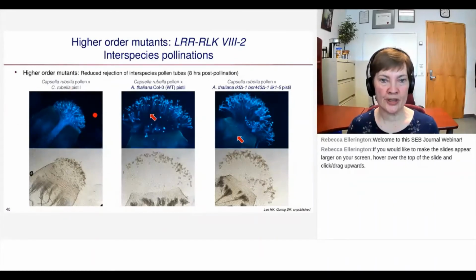And this is a Capsella rubella pistil that's been self-pollinated. You have lots of pollen tubes growing down the pistil. When we added Capsella rubella pollen to our LR8-2 mutant, with the 7 receptor kinase genes knocked out, you can see that these pistils are not as effective at blocking these pollen tubes, and they're actually growing a longer distance compared to Columbia. So this suggests that there may be some role for these receptor kinases in regulating interspecies pollen tubes as well. And this is something that we're following up on more now.